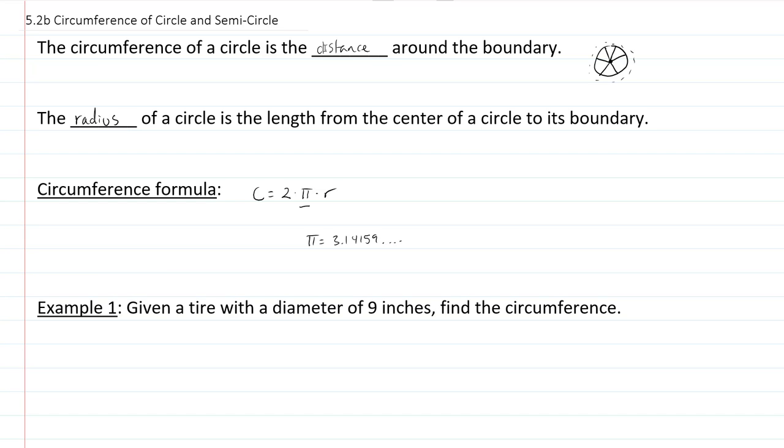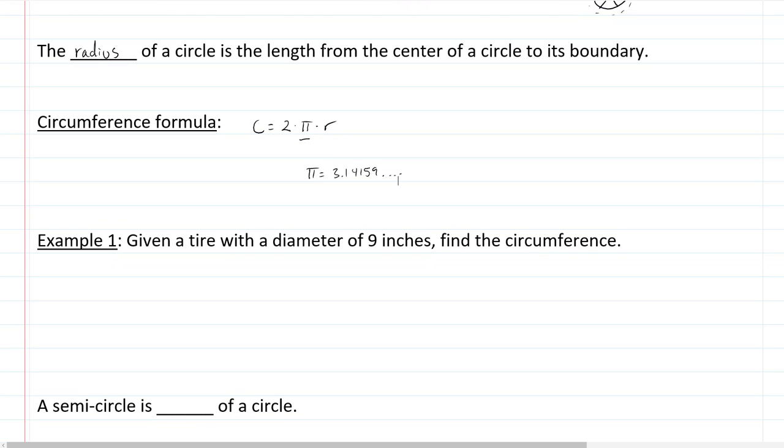So let's go through an example of calculating a circumference. Given a tire with a diameter of 9 inches, find the circumference. So I draw a tire, and I draw a diameter of 9 inches. So diameter is from end to end. So that means the radius is equal to 4.5 inches.